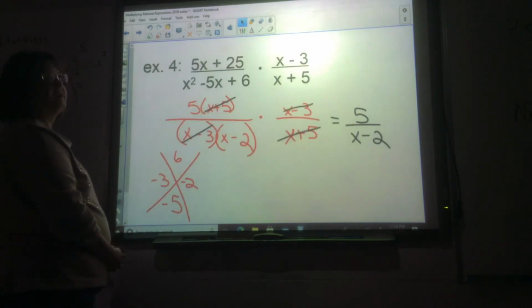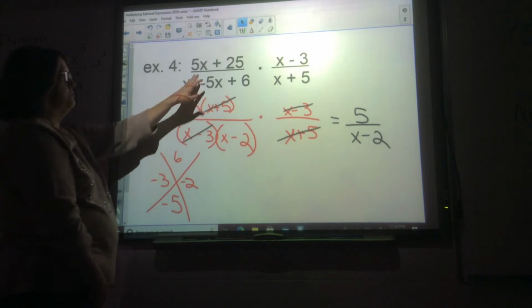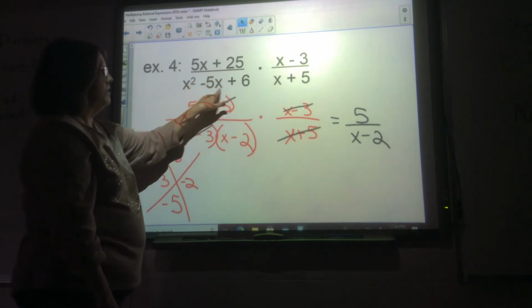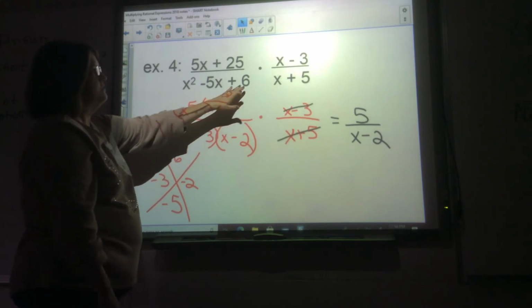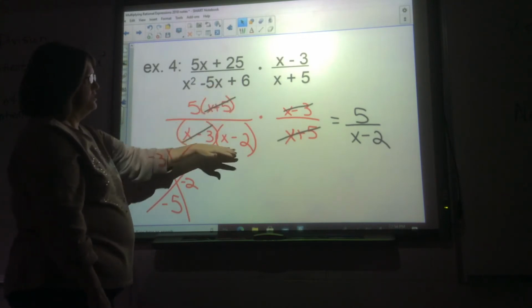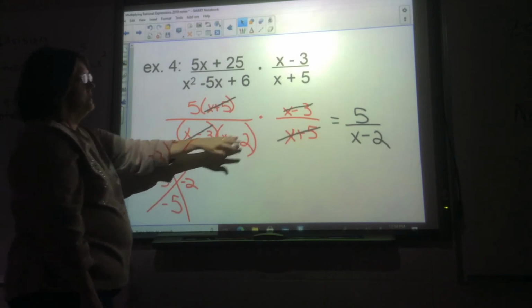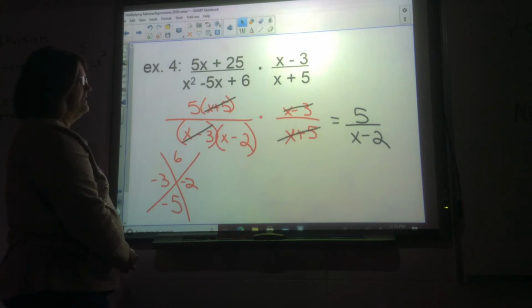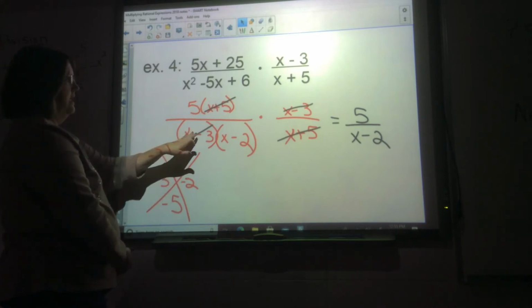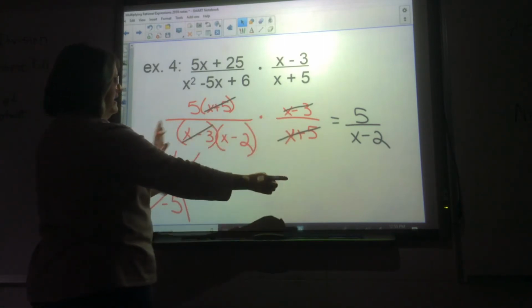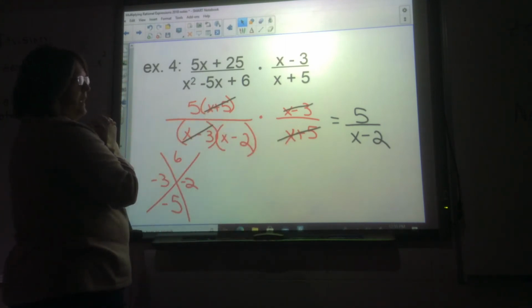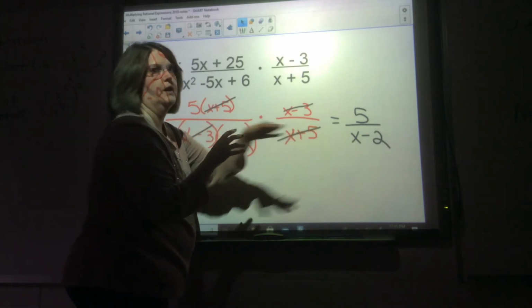Okay, again, factor numerator, factor denominator. So we're pulling 5 out of this. That leaves me with x plus 5. This is a trinomial. So you want factors of 6 to add to be 5. That's 3 and 2. All right, this is factored. These are already factored, so just write them down like they are, and then cancel out what you can. X minus 3, x minus 3. X plus 5, x plus 5. Remember, one has to be in the numerator and one has to be in the denominator, and we're left with 5 over x minus 2, and that's your answer.